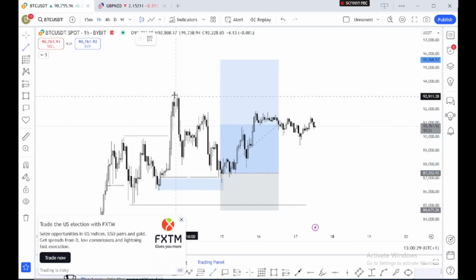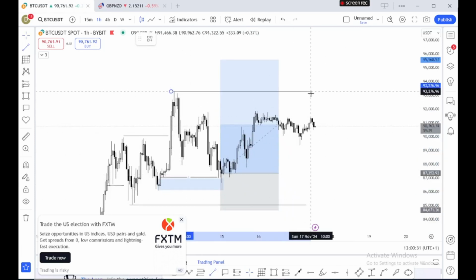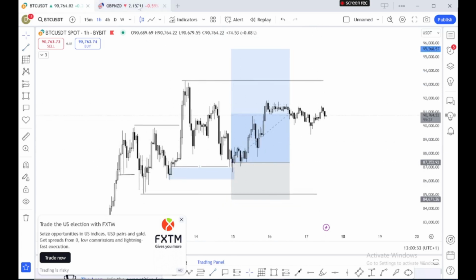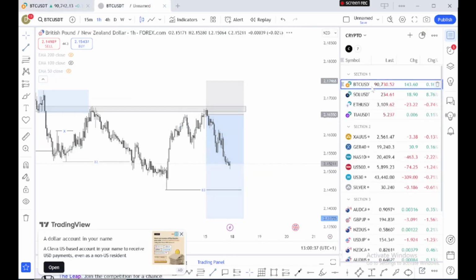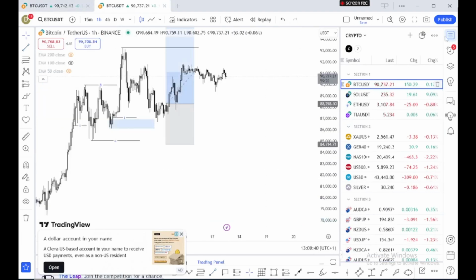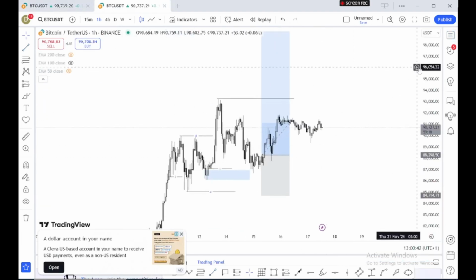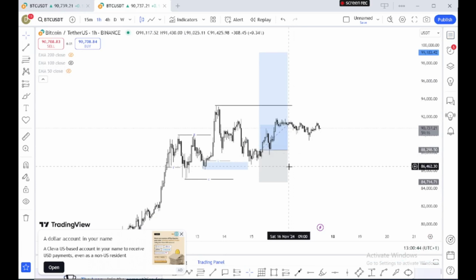Bitcoin. So if you look at it, market tapped my entry and was moving on. So this is the trade. I think I still have it on. This is the trade I'm looking at. So you can see, this is it. I'm still running in profit. I want to see whatever market is going to do.